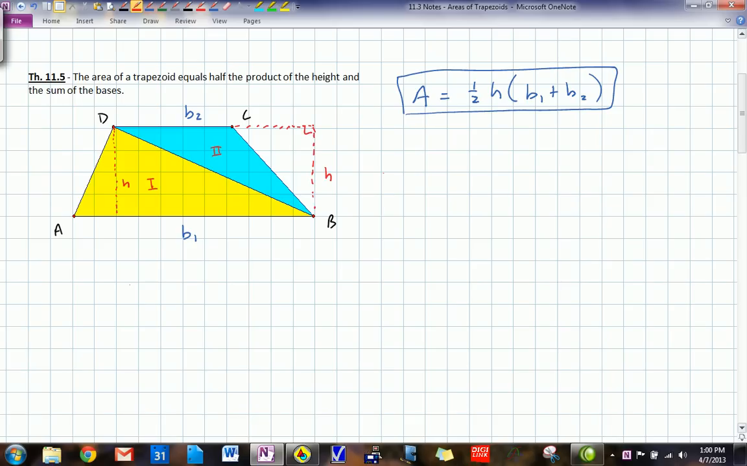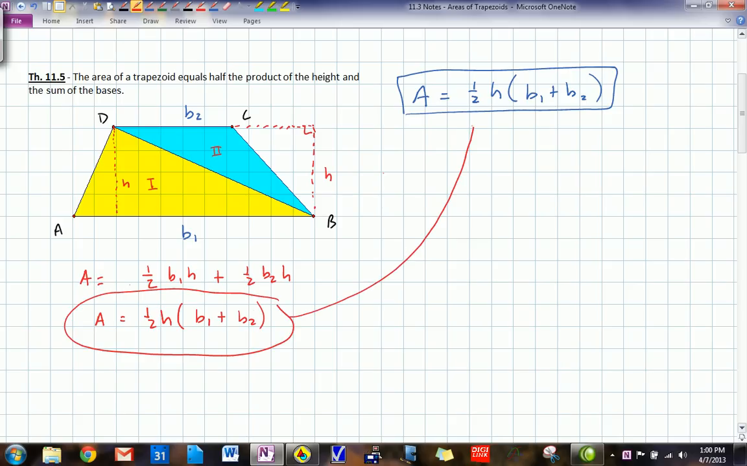Then the area of the first region is 1/2 of B1 times H. And the area of the second region would be 1/2 of B sub 2 times H. And those H's are both the same. So the area of the trapezoid is equal to the sum of those two regions. If I factor out the 1/2 H, I get 1/2 H times B sub 1 plus B sub 2, and there is that formula that we just stated in the theorem.